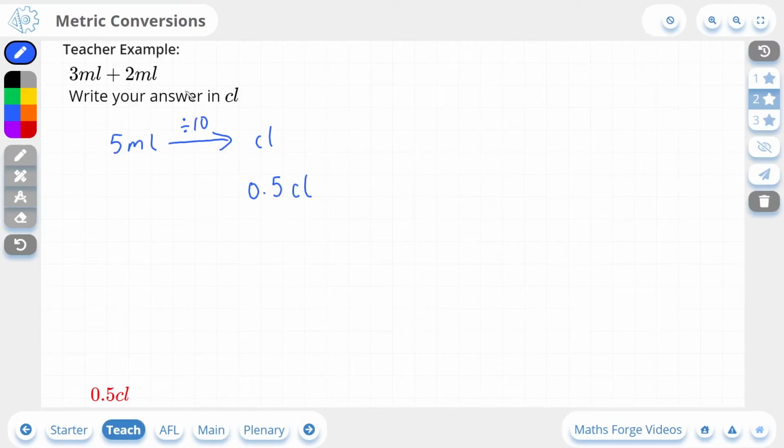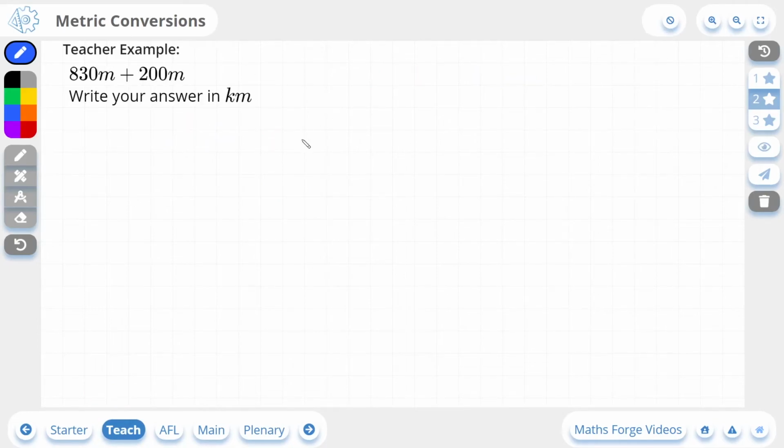Another way you could have done this is to do your conversion before the calculation. So we could have divided by 10 and divided by 10 to have 0.3 centiliters plus 0.2 centiliters. And then of course that will also give us 0.5 centiliters. I prefer to do the addition first and then to convert. Sometimes you might get given one number in milliliters and the other number in centiliters, in which case it's best to do the conversion beforehand. We'll do another 2-star example.